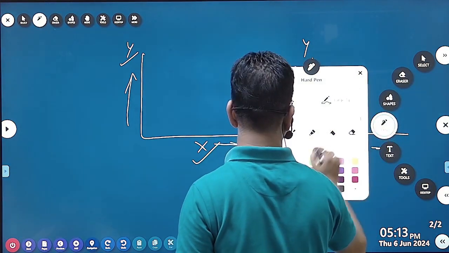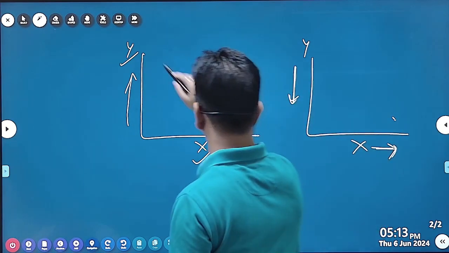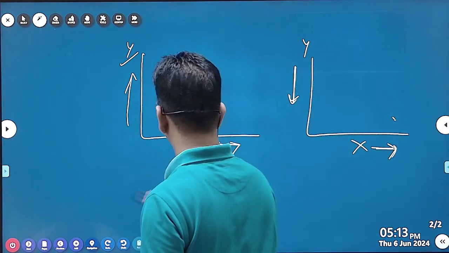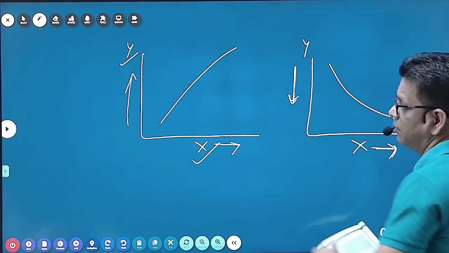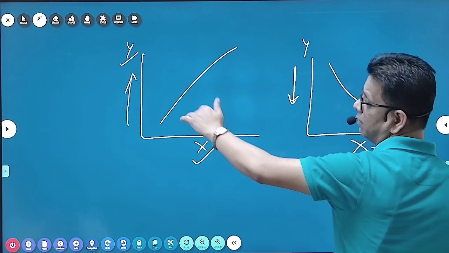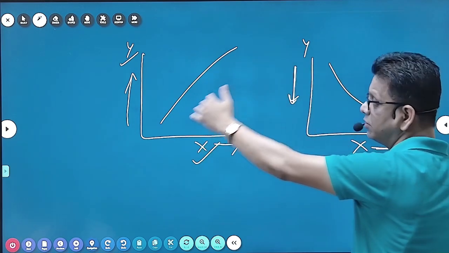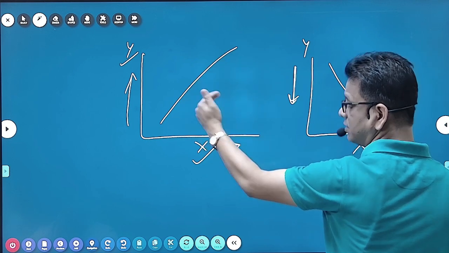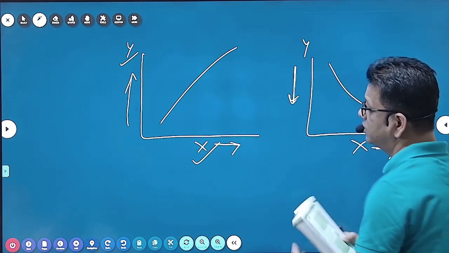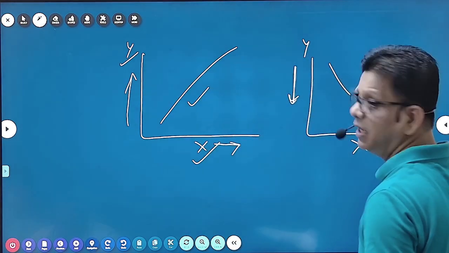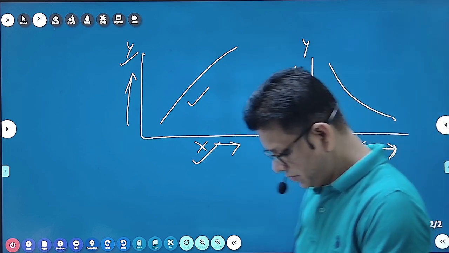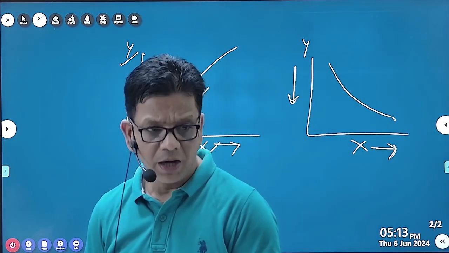Sometimes we can also have a graph like this, or it can be like this. The trend is upward, but not very straight or smooth. Sometimes there is a decline also. This type of curves are called direct curvilinear and inverse curvilinear. Okay. So how to draw the graphs?